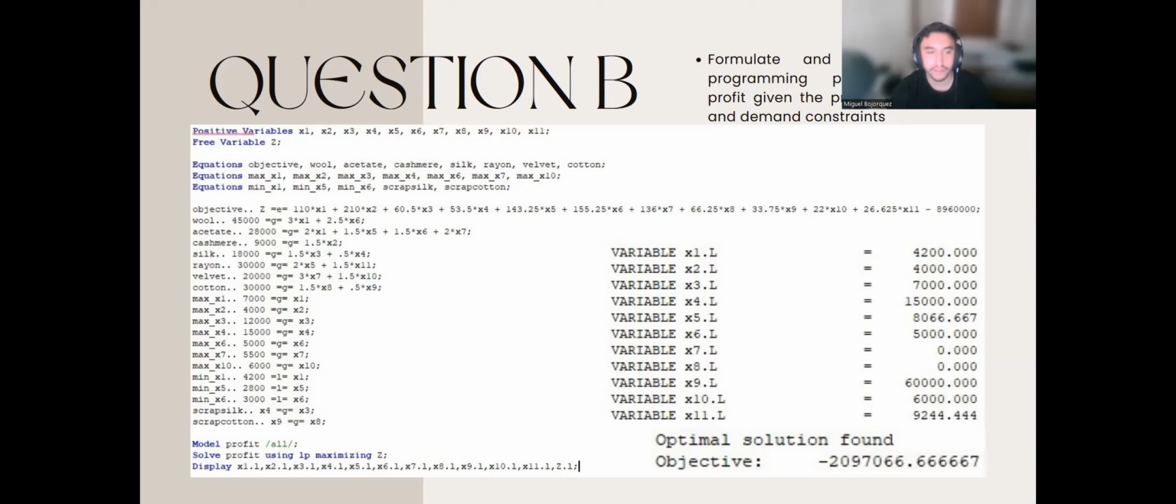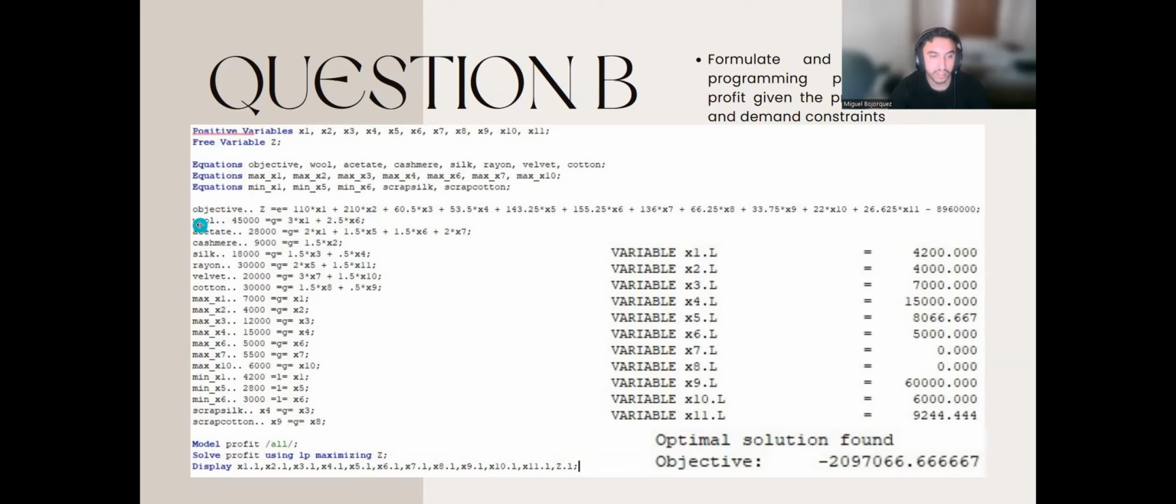First, we have our objective function involving the profit of each one of them. As we can see, it has a profit of 110 for the first product, 210 for the second product, and so on and so forth. Next, we have the constraints given by how much material they require, and also the maximum amount we can get from the wool. We have 45,000 yards. So we require a discrete amount of yards for each one of them. So that is declared there.